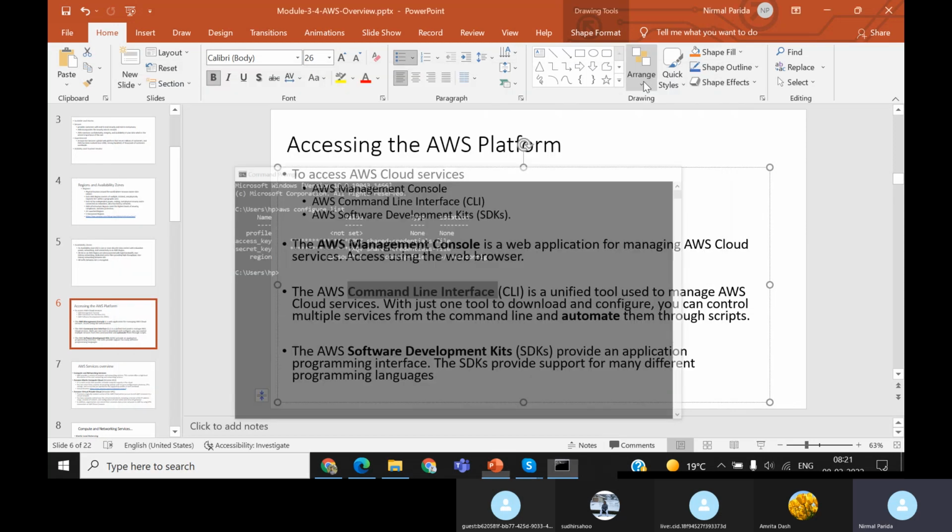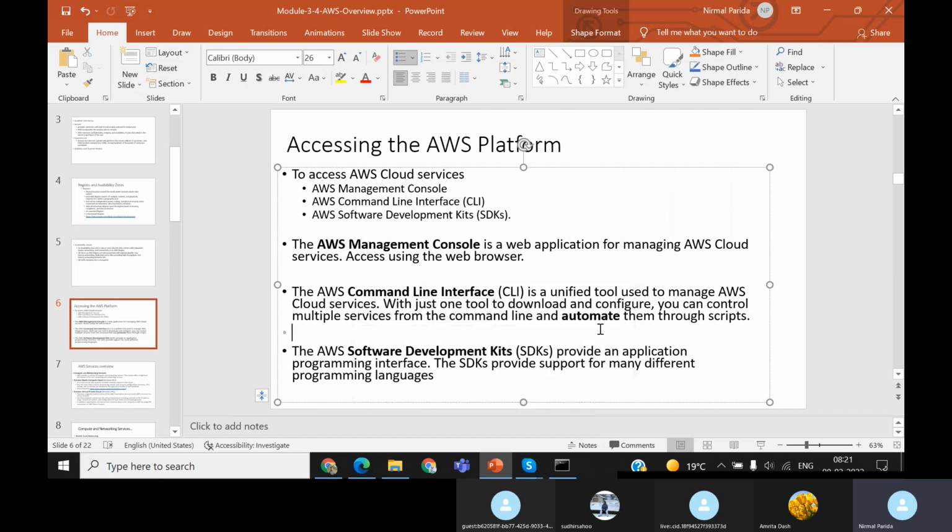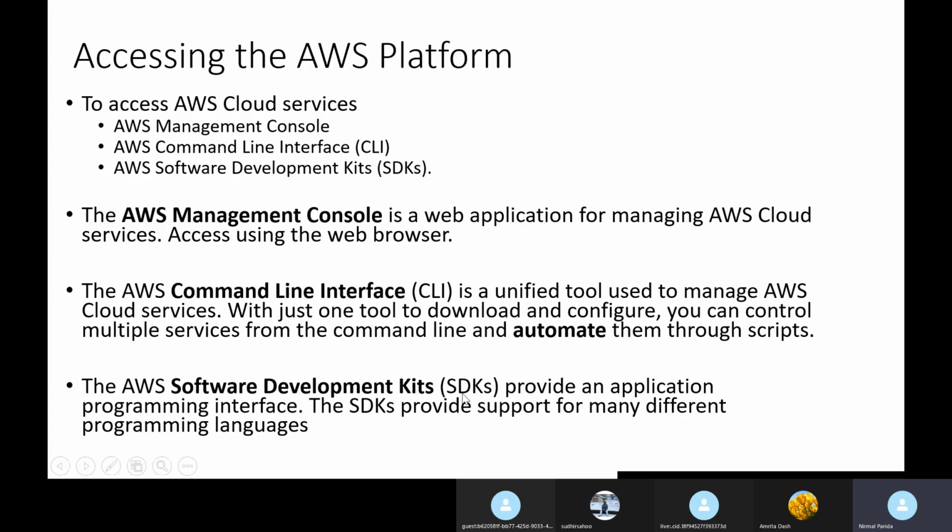This is one method. And the next one is using AWS software development kits. It provides an application programming interface. The SDKs provide support for many different languages. So this SDK is also one software that you can download and use in your programming language. Suppose you are using Java or .NET, you can integrate this software into your language and your IDE. They have provided some APIs, some functions, and using those functions you can also connect to your AWS environment and access those services.